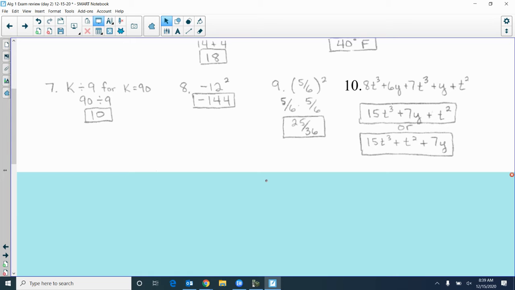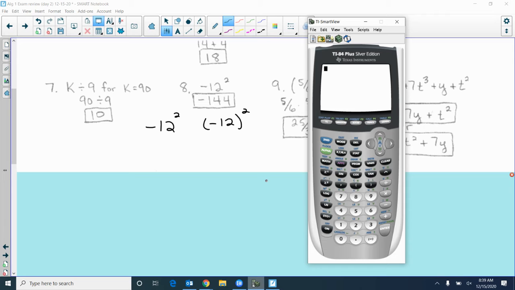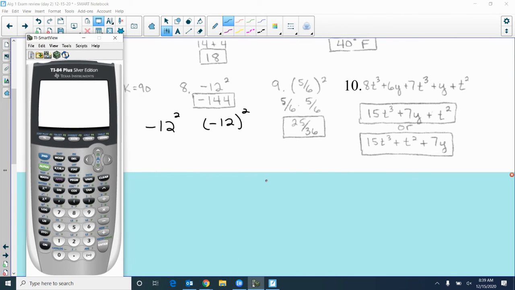Because here's the difference. When it is written like this, that is where you do this. Okay, because you're squaring the 12, the negative is in front of it. If it was written in parentheses, that's when it's positive. So that's the difference between that one. You've got to be careful there.